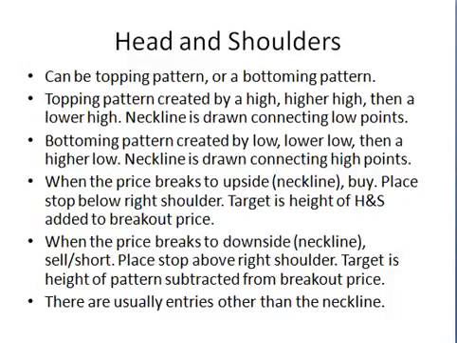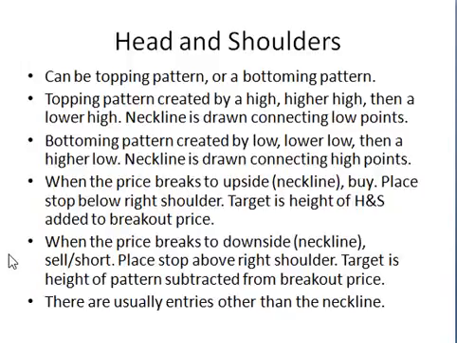A topping pattern is created by a high followed by a pullback, a higher high, a pullback, then a lower high. The visual looks like a mountaintop almost. A neckline is drawn connecting the low points, and we'll look at the significance of that. A bottoming pattern is created by a low, a pull up, a lower low, another pull up, then a higher low. So it's like an upside down mountain. And a neckline is drawn connecting the high points.